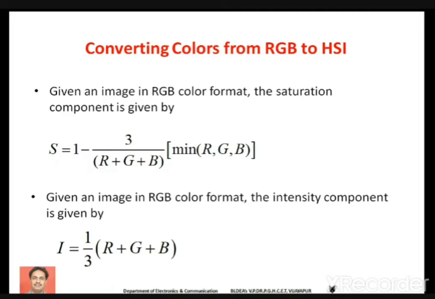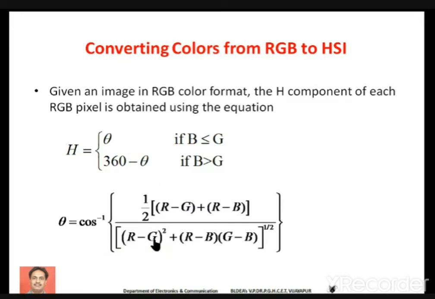Then similarly, to calculate the intensity, we have a very simple formula. We just take the average of the RGB values. So very simple. It is 1 by 3 into the sum of red, green and blue color values. So this is the procedure we use to convert a pixel given with RGB values into H, S and I.